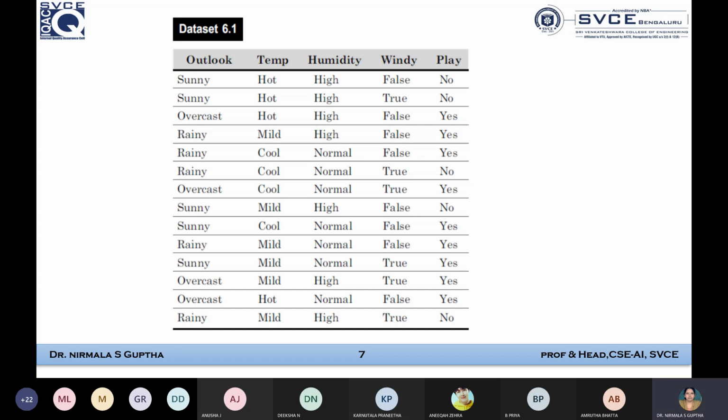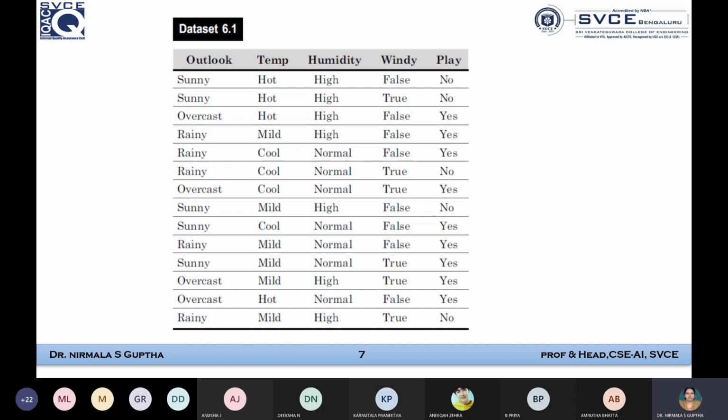False gives yes. Now, how many times is false occurring under the windy column? Count it and tell me. 8. Wonderful. So your denominator is 8. Write down, under the error column, you write it as 8.